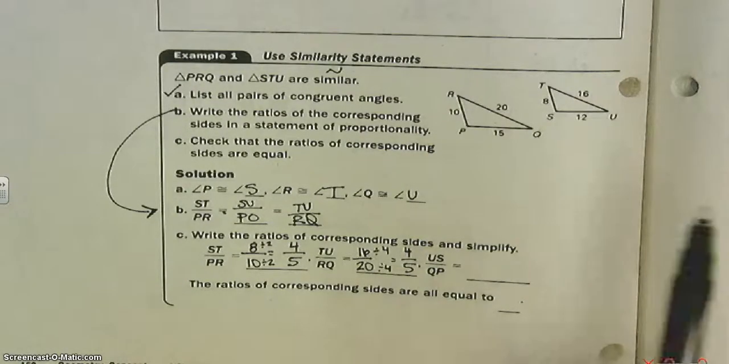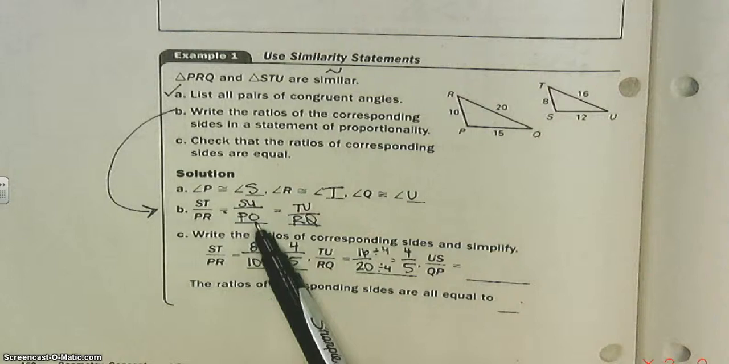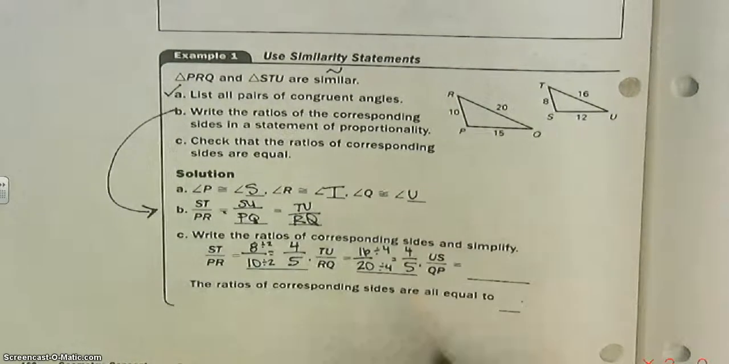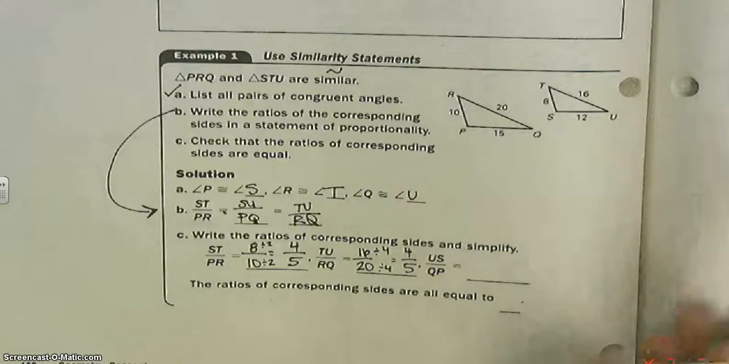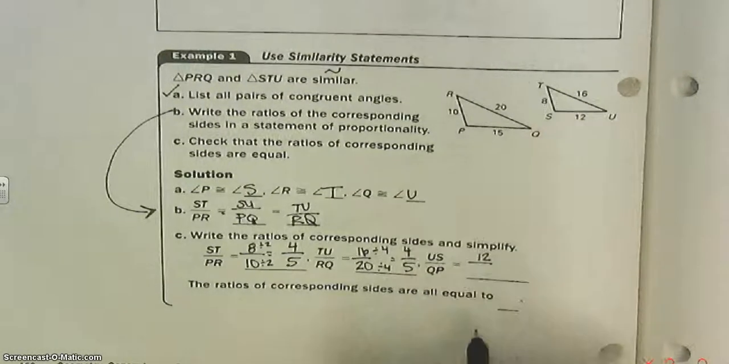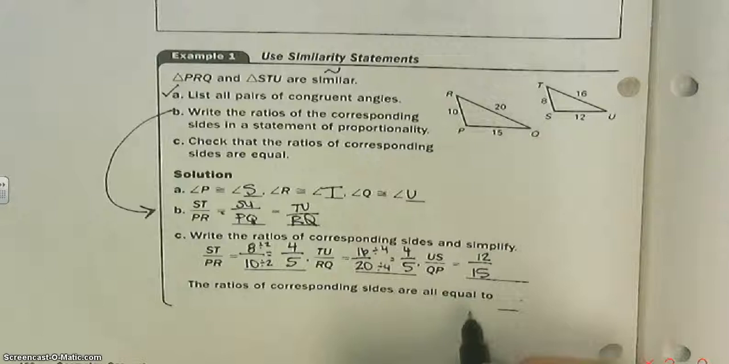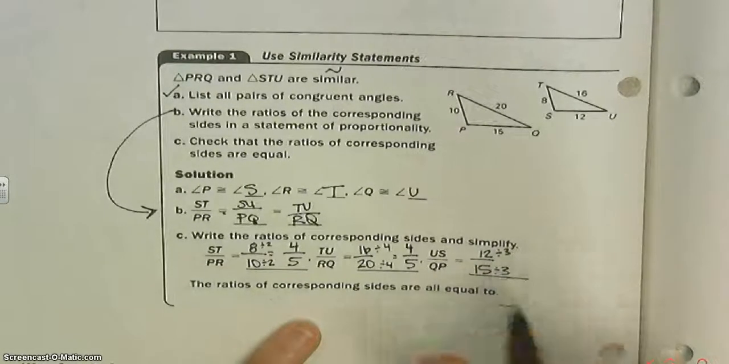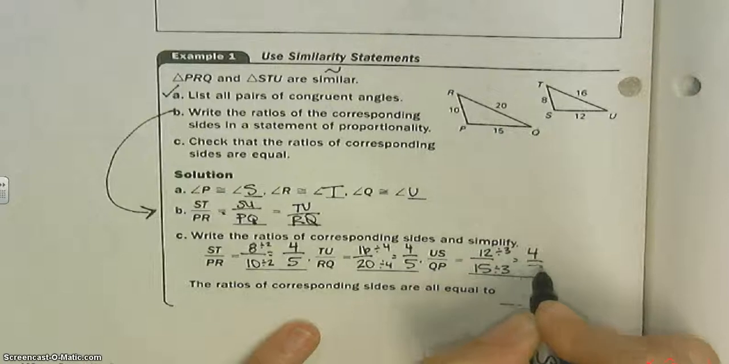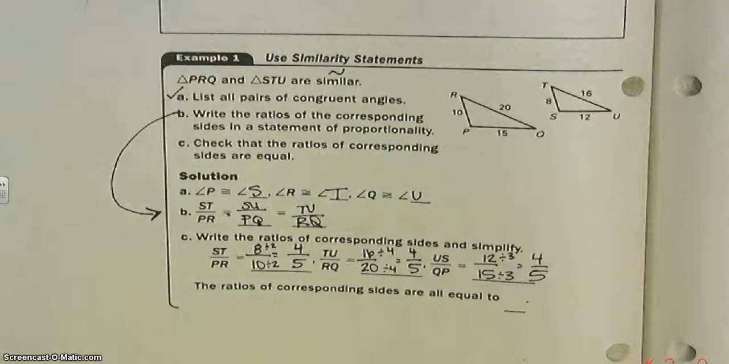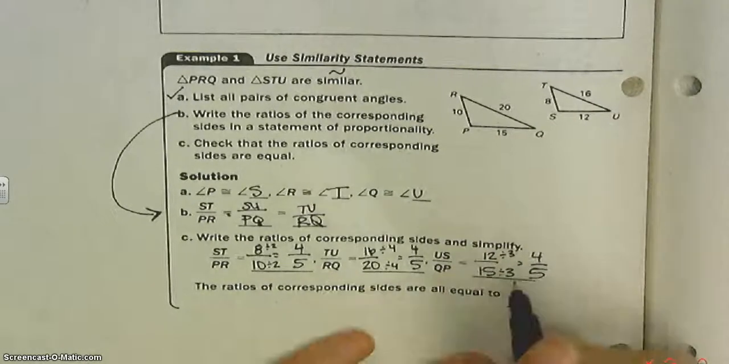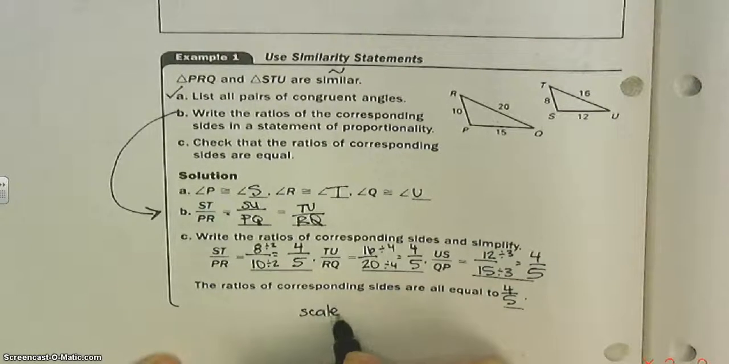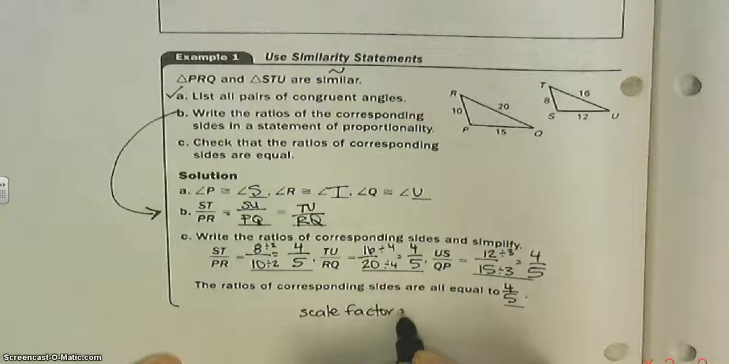Then let's try the last one. SU to PQ. Oh, P, that must be a Q. All right, SU is 12. PQ is 15. 3 goes into both of these. And it ends up as 4/5. So that's what it means to be similar. All the ratios are equal to 4/5. So our scale factor is 4/5.